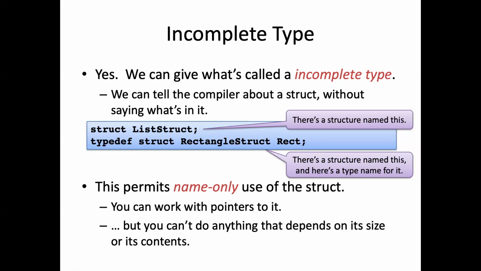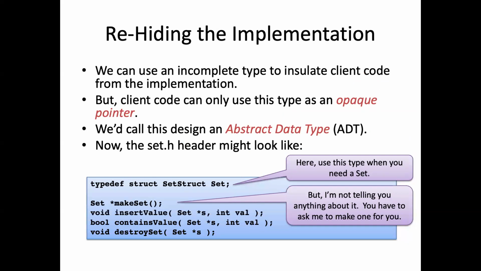In general, if you only have an incomplete type declaration for a struct, you can use pointers to it, but you can't do anything that depends on the size of the struct. So you can't directly malloc space for it. You can't get to its fields. You can't declare variables of that type. But just being able to use pointers to it is enough to do a lot of things. And that's going to let us hide our implementation of set using this trick of an incomplete type.